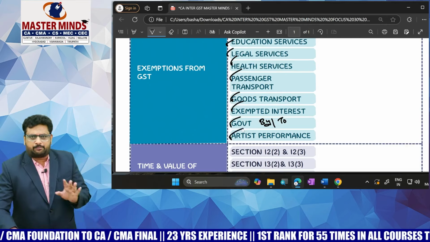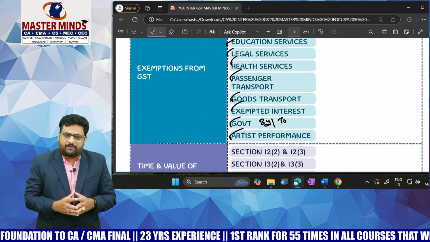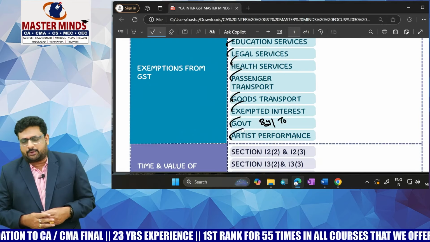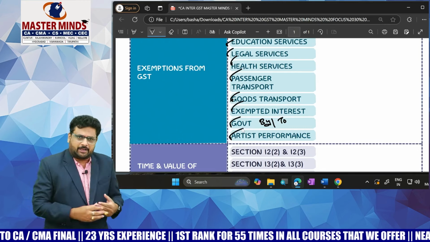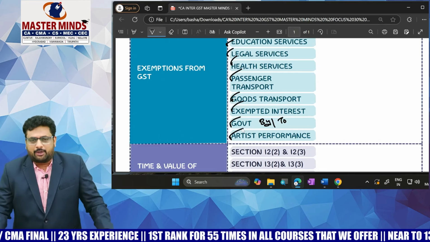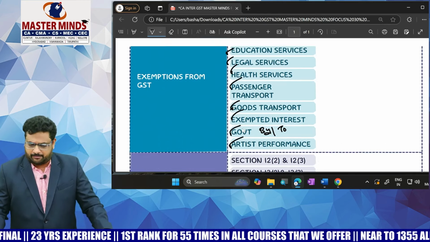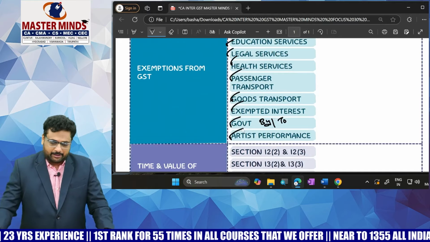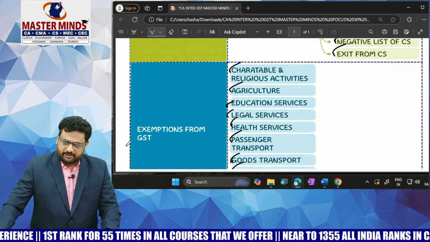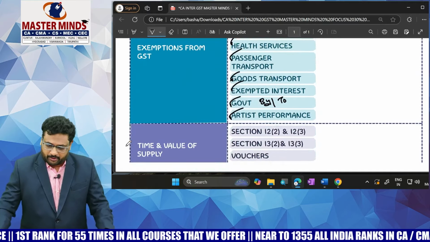These are the most important areas because exemptions is a vast area. So that's why these are the areas you need to read thoroughly, because the most probable questions can be asked from these areas. Okay. So these are the areas with respect to exemptions you need to remember very well.